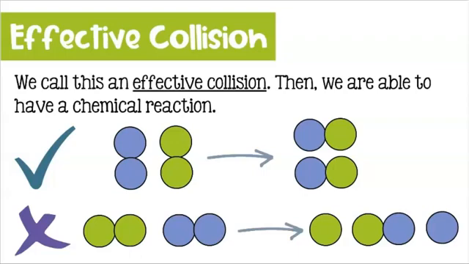In the top example, the two compounds are colliding with an orientation that allows the top blue and the top green to pair up, as well as the bottom blue and the bottom green to pair up, making two particles of the compound. However, in the bottom example, we do not have an effective collision because only two of the particles, one blue and one green, can pair up, and the other two would be left on their own. Not in an orientation so that the two can pair up and make a new particle of the compound.